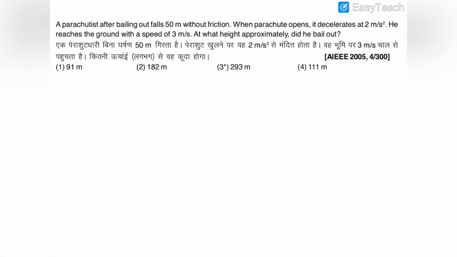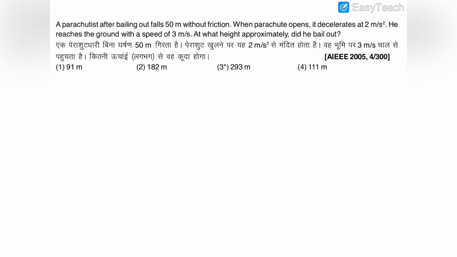In this question, you can see that there is a parachutist who jumped off from some height, and after descending down by a height of 50 meters, he opened the parachute and he decelerated with an acceleration of 2 meters per second square. Now we have to find out the height from which he jumped off from the ground, and we know that he reaches the ground with a speed of 3 meters per second.